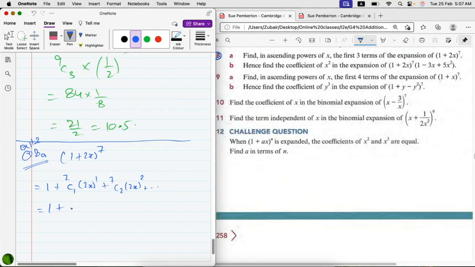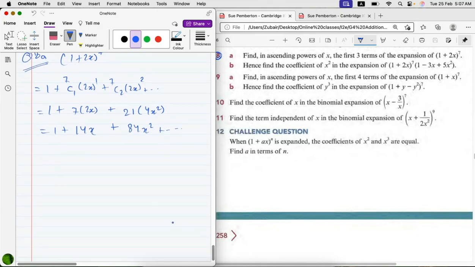7C1 is 7 times 2x, plus 7C2 is 21 times 4x squared, which is 84x squared. So these are the first three terms. Then it says, hence find the coefficient of x squared in the expansion of this.